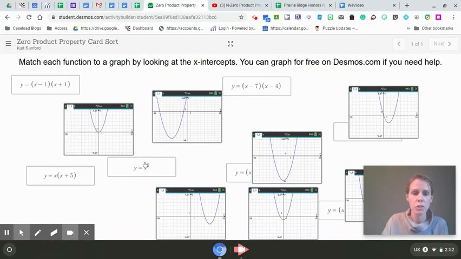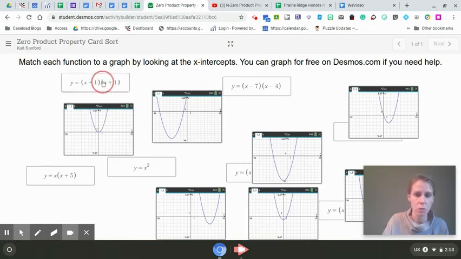And you're going to see a bunch of free-floating cards. So we've talked about the zero product property today, and basically you're looking for which one of these is the x-intercepts for the given graph. So I'm just going to pick this one. It doesn't matter which one you pick.